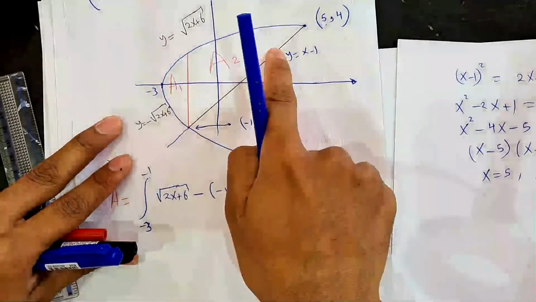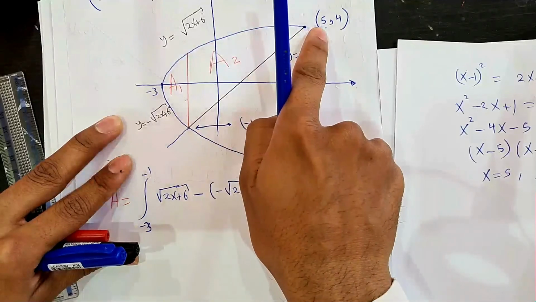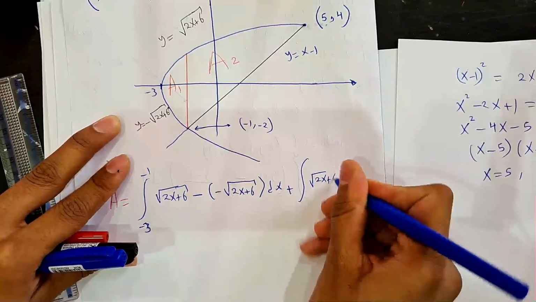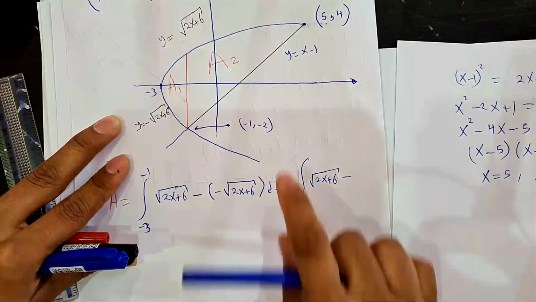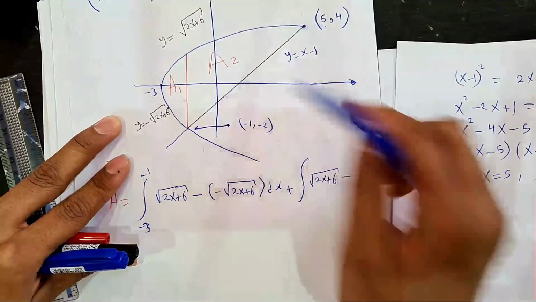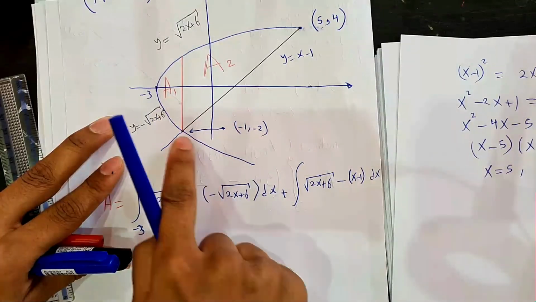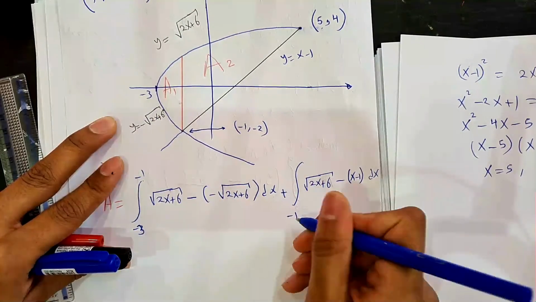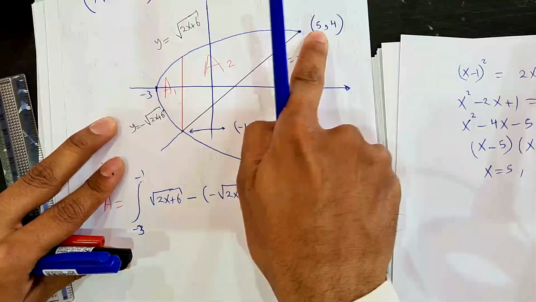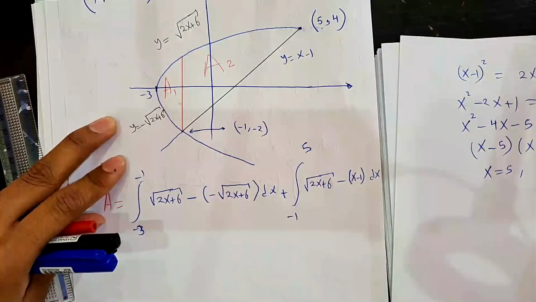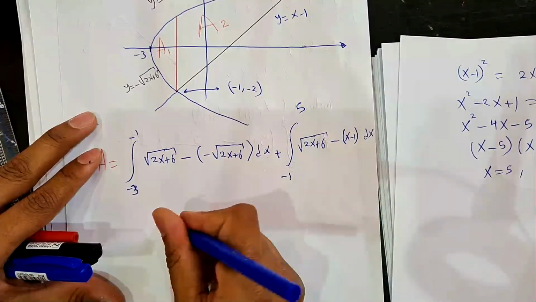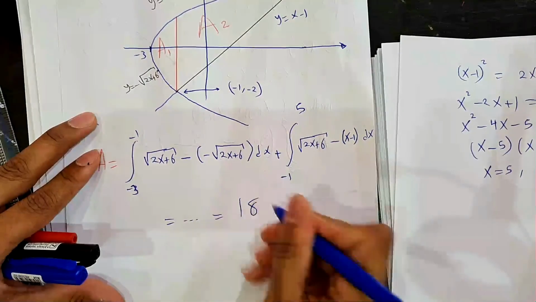Plus, what do you think about the other part? The upper part will be root 2x plus 6 minus, what is the lower part? It is the line, which is x minus 1, dx. From where to where do we need to integrate? Again, from minus 1. What is the largest x value? It is 5. And that's it. If you evaluate these, believe me, you will get the answer to be 18.